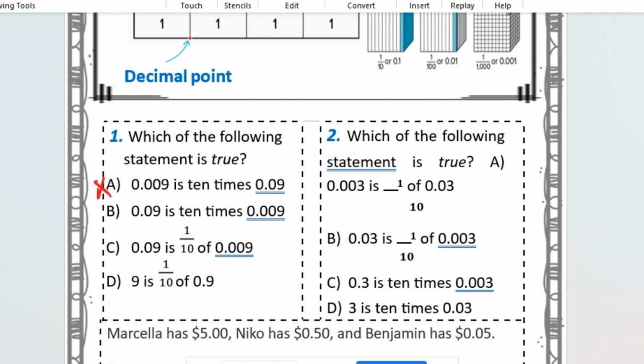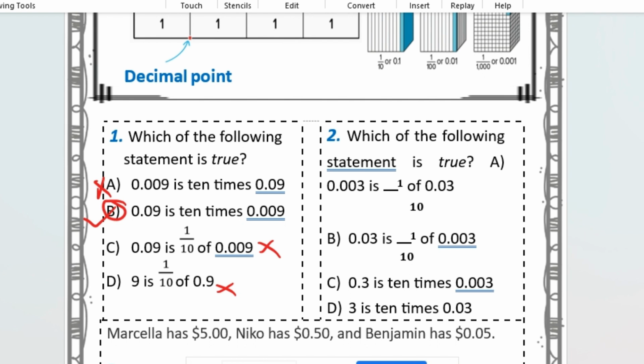Okay, here 0.09 is 10 times as much as 0.009. This one is correct, as I just said. Now 900 is 1 out of 10 of 9,000. This is incorrect. And lastly, okay, these are all incorrect. Only B is correct.